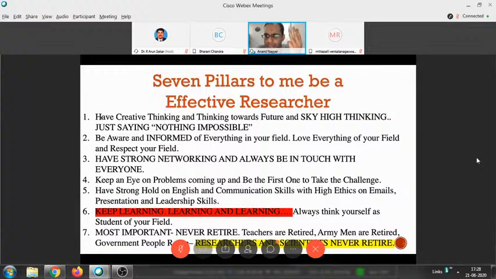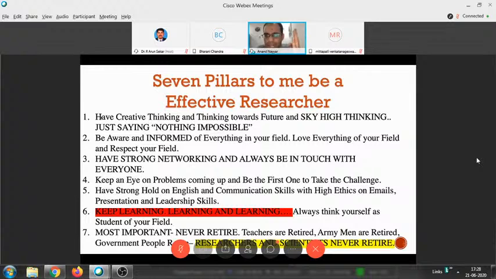Now the third thing, this is very important, everybody. Have strong networking, very strong. What I believe in my experience, that if your network is very good, if your network is very, very impactful, you are getting good papers, you are getting good exposures. And always be in touch with everybody.